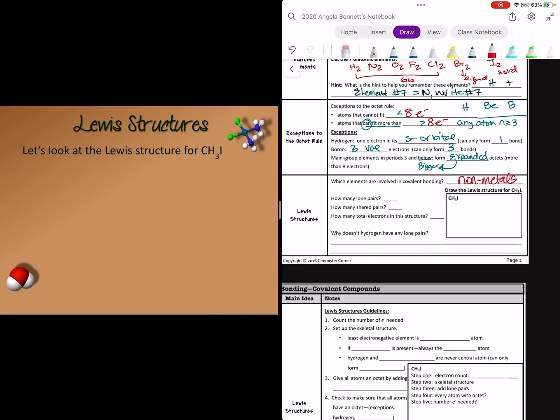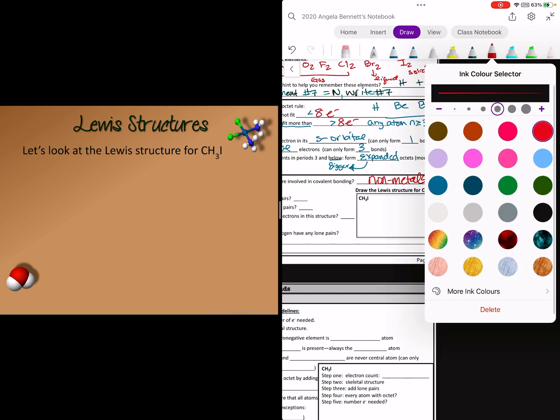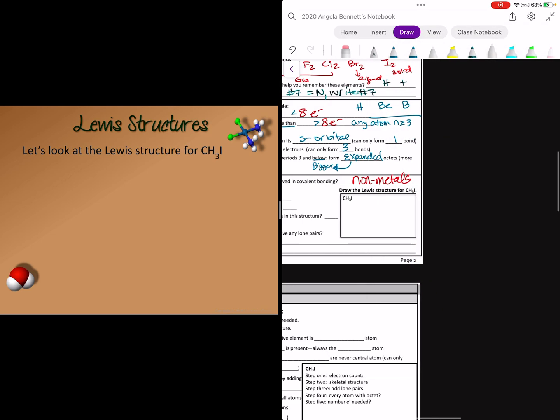Okay, so let's go back to our rules really quick from when we were drawing structures the other day with the polyatomic ions. It's the same rules. The only thing that you don't do is put brackets around it because these aren't ions, because they're neutral. So we need to count up all of our electrons first. So I'm going to come over here on the side. And let's get a lighter color since I'll be writing on the black paper.